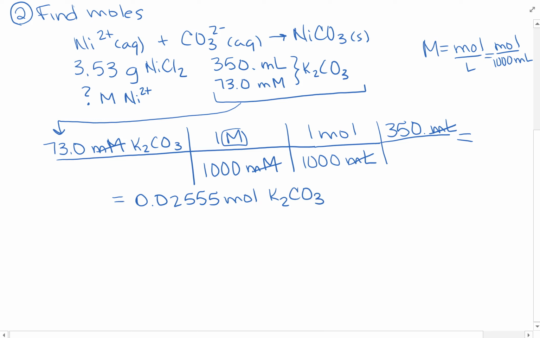Now, I need to figure out for nickel ion. Well, I need to do what? I need to find probably moles of that too, right? Or I need to at least figure out a limiting reactant. So how do I want to go about doing that? Well, I know that everything is a 1-to-1 ratio. So if I had moles, I could compare my moles to figure out which one is smaller. Right? So what I'm going to do is, since I've got moles of that, I'm going to go ahead and find my moles of the nickel 2 chloride.